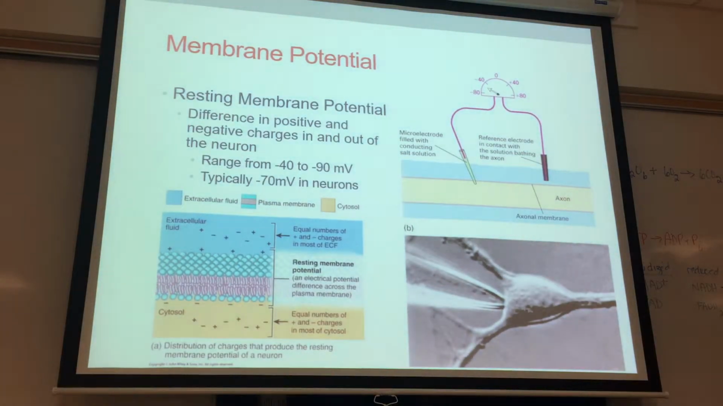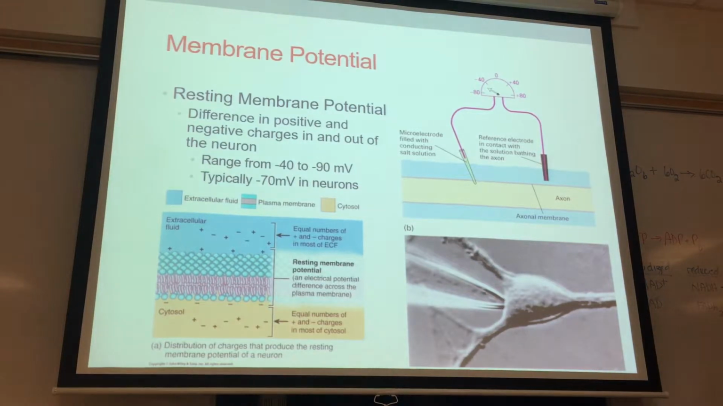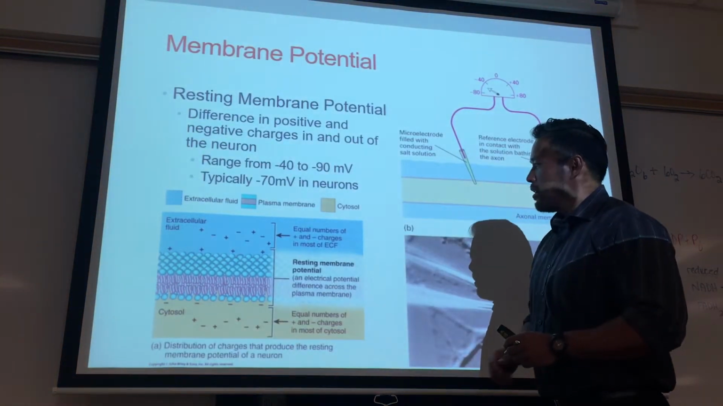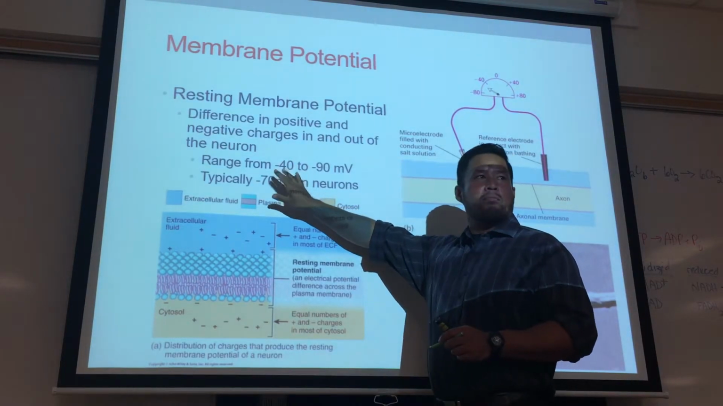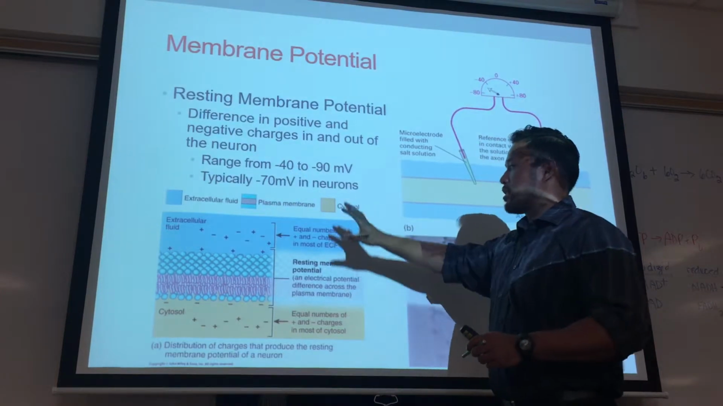So let's take a look at exactly what I mean by the membrane potential. What I mean by the membrane potential is the difference in the charges on the inside and outside of the cell membrane. So if you were to take a look at the distribution of those ions, you would see that for the most part, far away from the neuron, the concentration, the charges of the ions are going to be about the same.